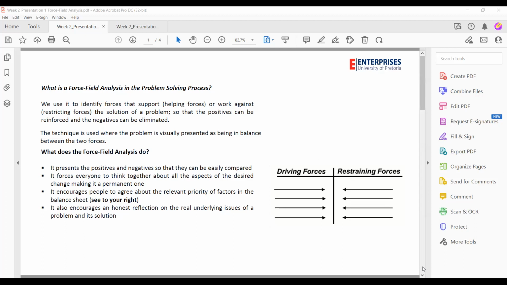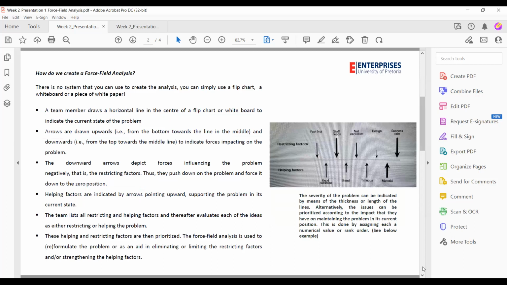How do we create a force field analysis? There's no system that you can use to create the analysis. You can simply use a flip chart, a whiteboard, or a piece of white paper and a pen. A team member draws the horizontal line in the center of the flip chart or the whiteboard to indicate the current state of the problem. So that line indicates the current state of the problem.